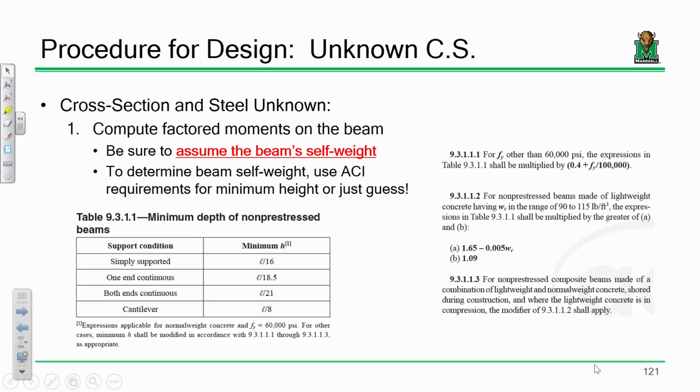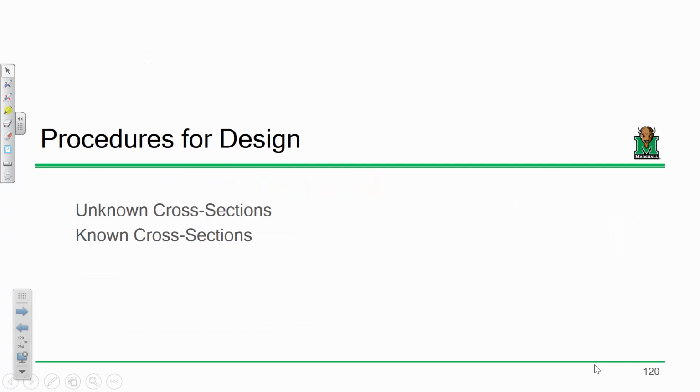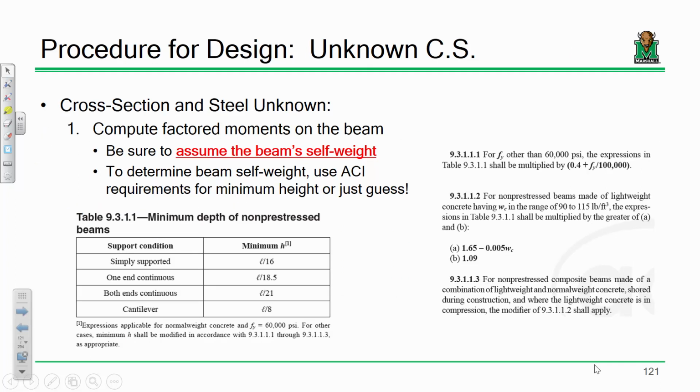What I'm going to do is go through the procedure for an unknown cross-section, okay? So there's a lot of steps here, so I'm going to take it one step at a time to make sure everybody's clear on this. So if you notice, I've got here a cross-section and the steel unknowns, like step 1, step 2, step 3, step 4. And then we're going to do an example, and we'll go through it start to finish, okay?